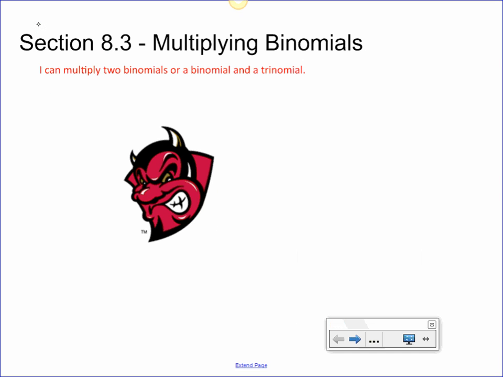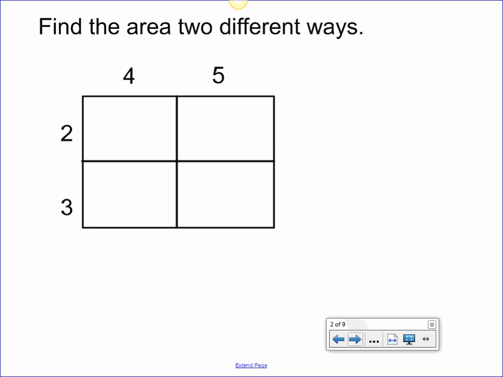Okay, so what we're looking at today is section 8.3, which is multiplying binomials. Hopefully at the end of this, you can say, I can multiply two binomials or a binomial times a trinomial. Okay, so the first thing I would like you to do is find the area of this rectangle in two different ways. So pause the video and then come back and see what we have.